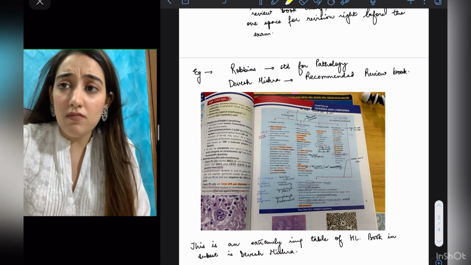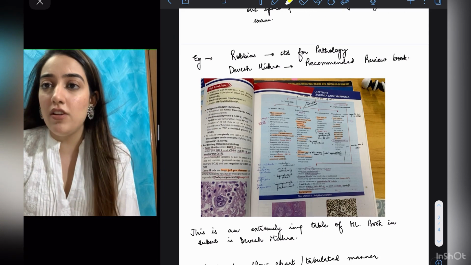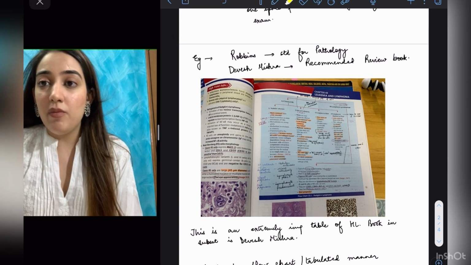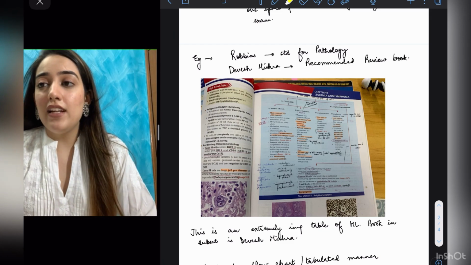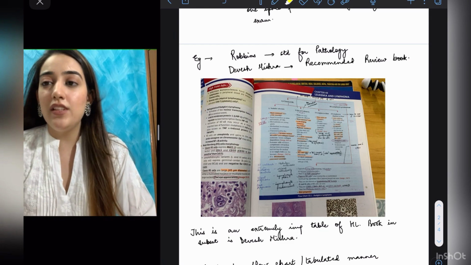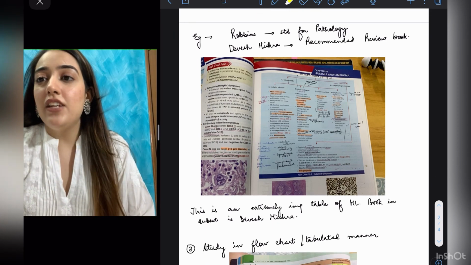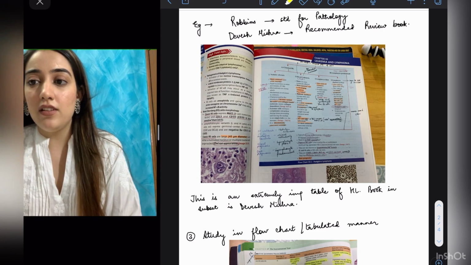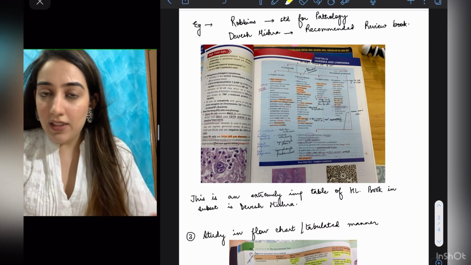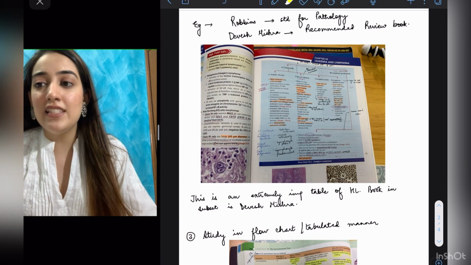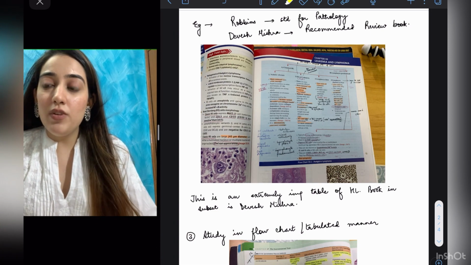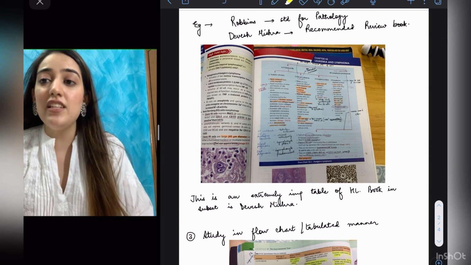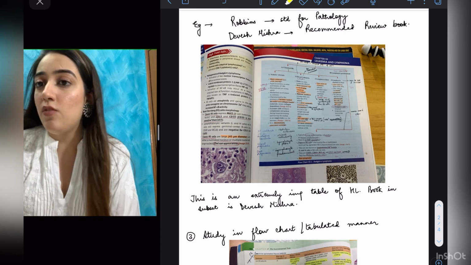I'll take the example of pathology in this case. Robbins is the standard textbook for pathology and the gold standard, and I guess the best book that everyone reads in MBBS. And the recommended review book that I also read was Divesh Mishra. This is a page from Divesh Mishra. It shows all the Hodgkin lymphomas in a tabulated manner. This is an extremely important table that is asked both in university exams as well as NEET INI. So I included everything that was missing in this table from Robbins. In the end, I just had to revise this one table and my Hodgkin lymphoma was done.